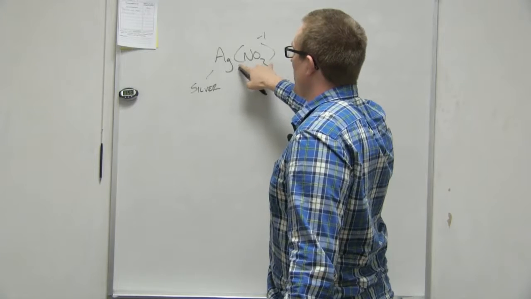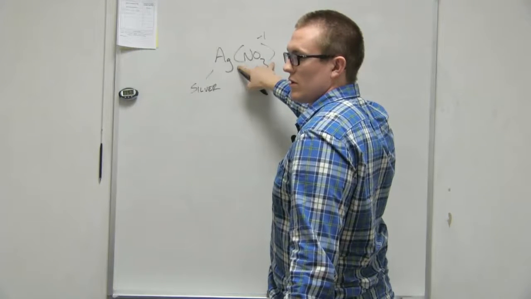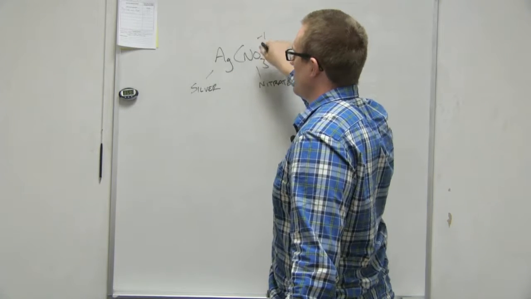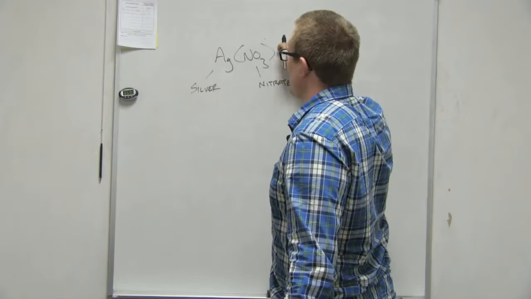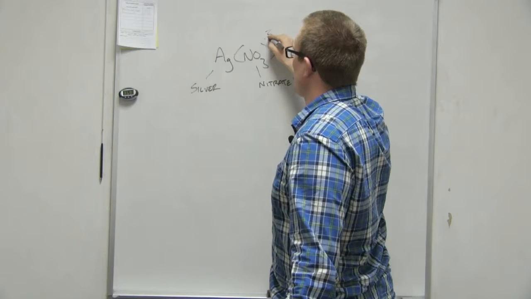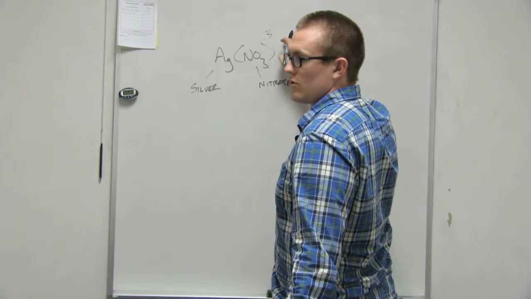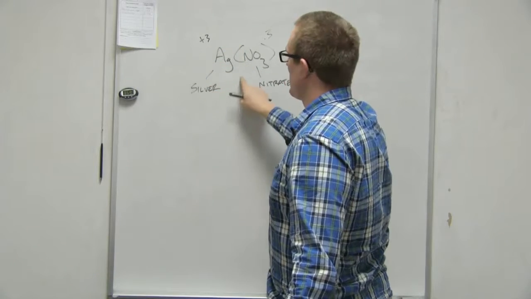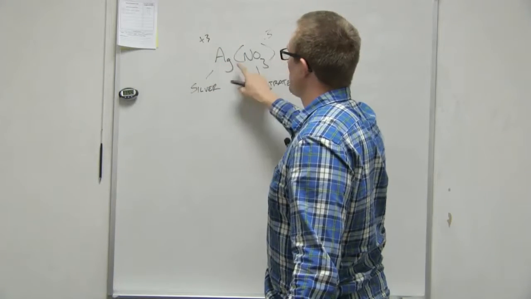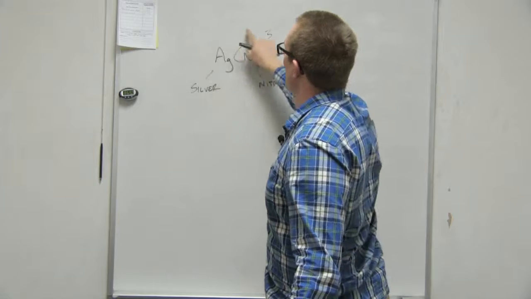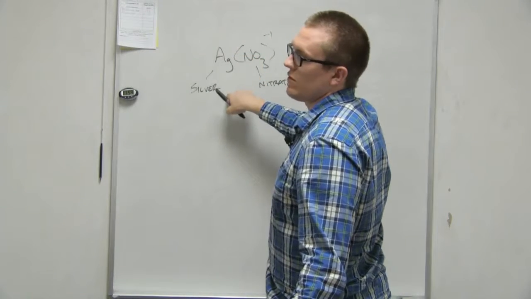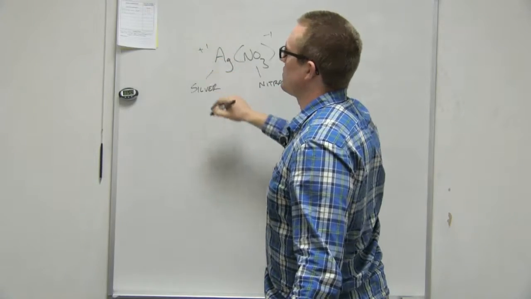Well, we know that they have to be equal, right? Because there's no subscripts for either of them. So regardless of what the charge actually was, let's just say that nitrate did have a charge of -3, even though we know it has a -1 charge. That means that silver would have to be +3, right? Because there's no coefficient or no subscripts for those guys. But we know that nitrate is a -1, and we also know silver is a +1.